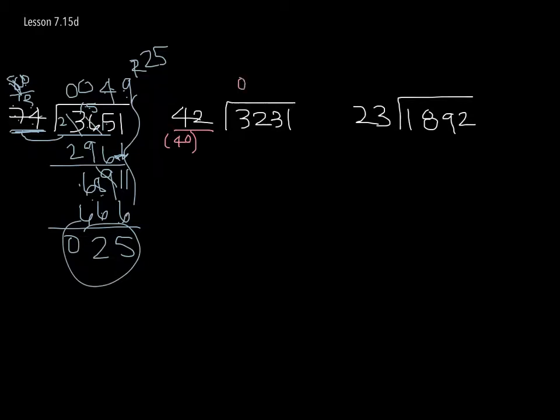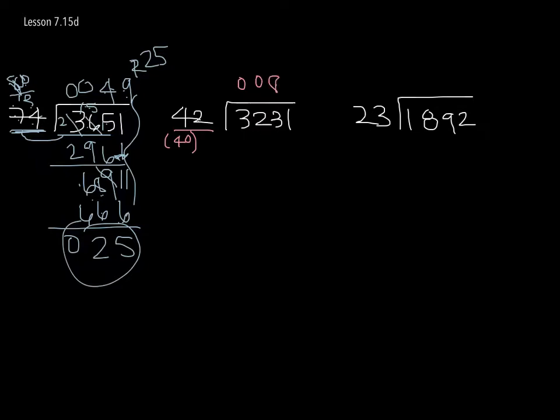0, 42 is in 3, 0, 42 is in 32, but now when I look at 32.3, and I go by 4s, I'm going to go 4, 40, 80, 120, 160, 20, 24, 28, 32. So that's 8. So let's go with 8, and let's subtract.